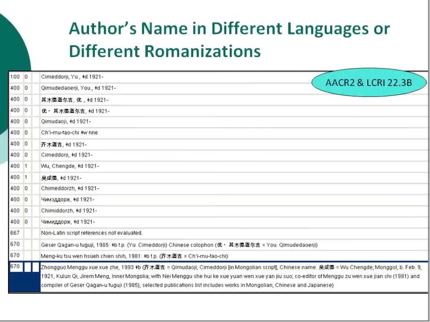Now, this can be confusing, as I said at the beginning of this slide, from time to time. Remember, it's the form corresponding to the language of the works that dictates the 100 heading form, not necessarily the language of the person's nationality. So keep that in mind. I think you will find it a lot easier when choosing the 100 heading form.